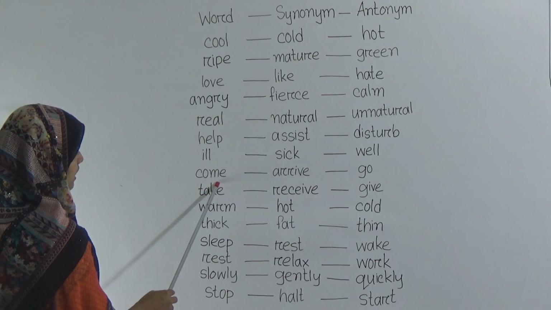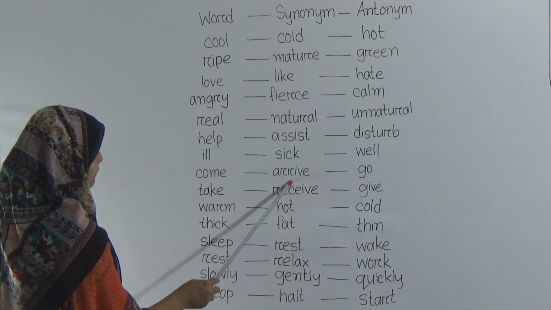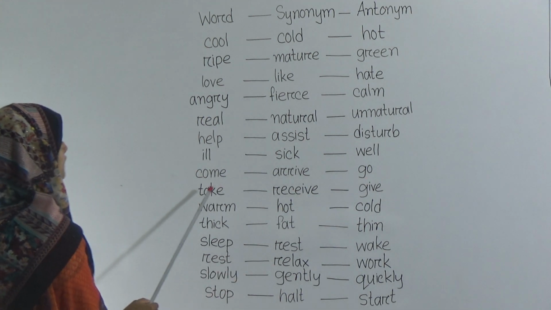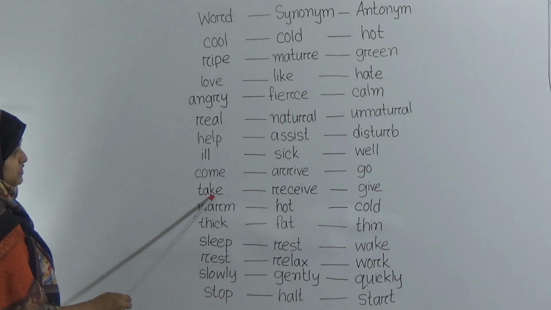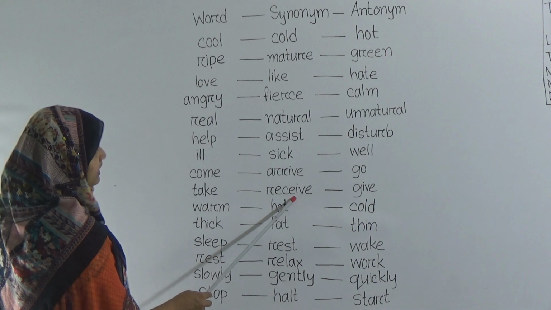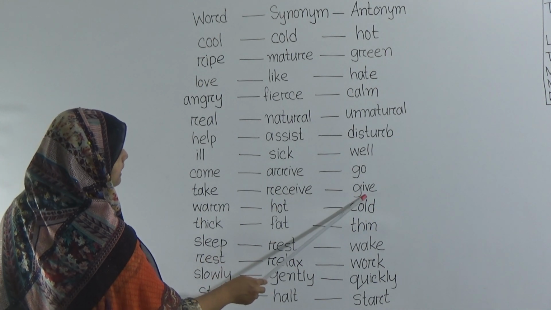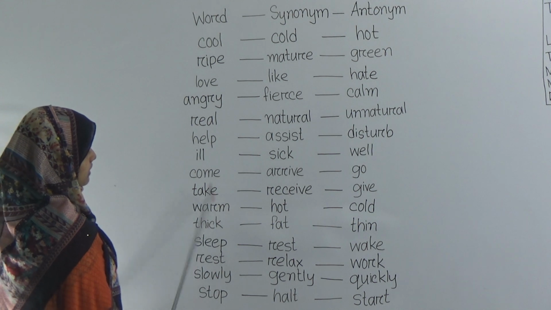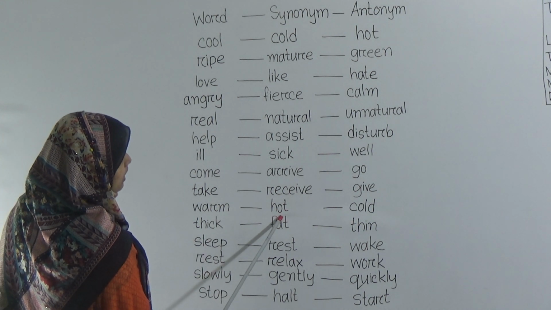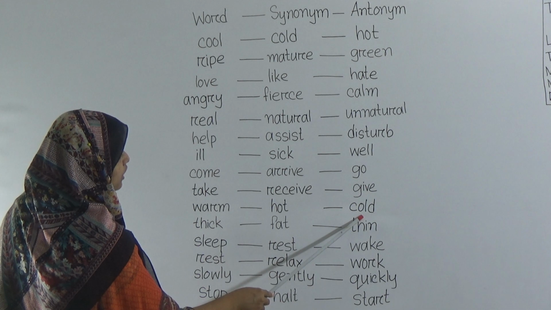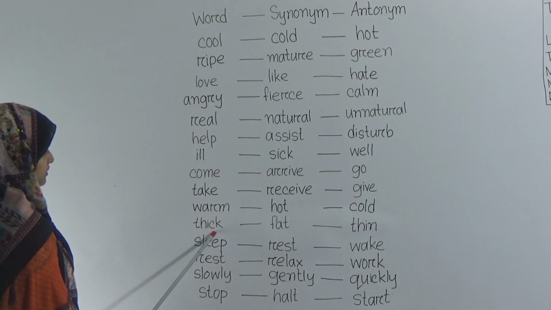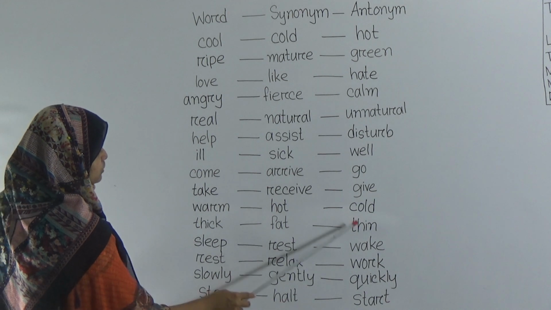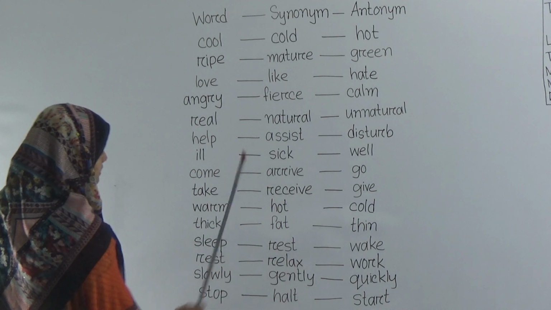Next, come. Synonym is arrive and antonym is go. Next word, take. The synonym is receive and antonym is give. Verb. The word synonym will be hot and antonym will be cold. Next word, thick. So synonym is fat and antonym is thin.